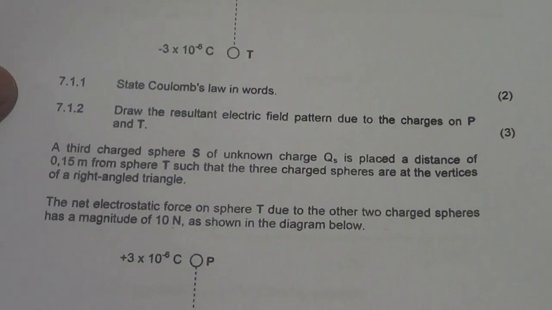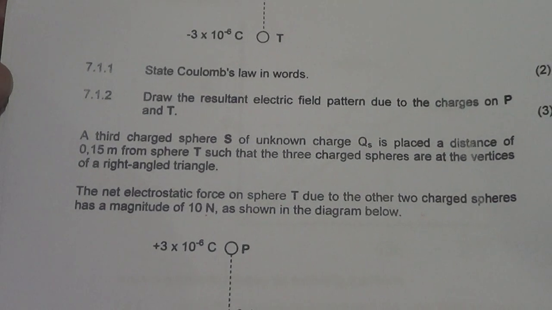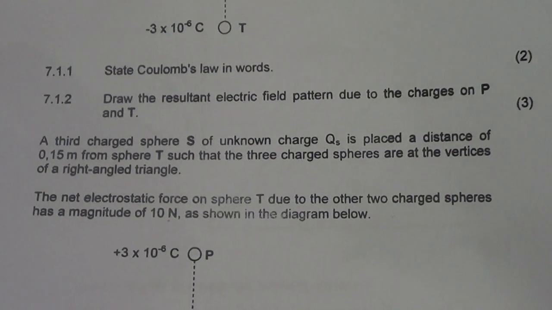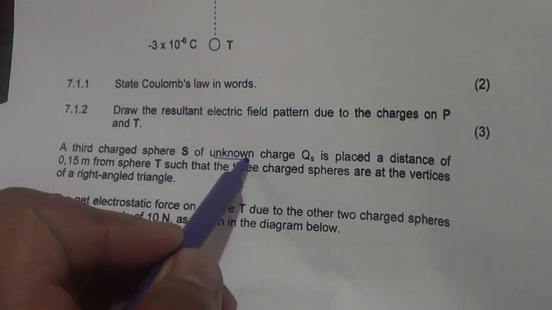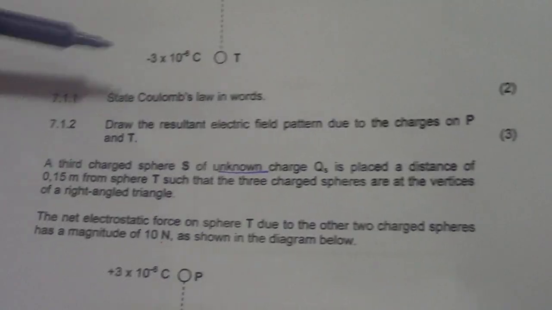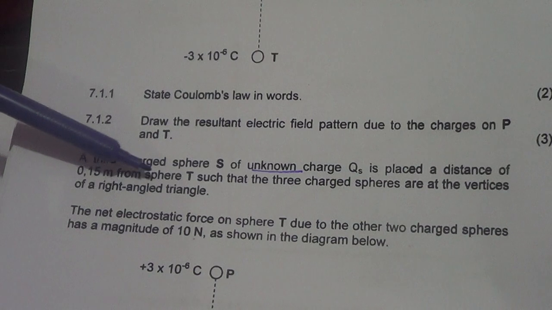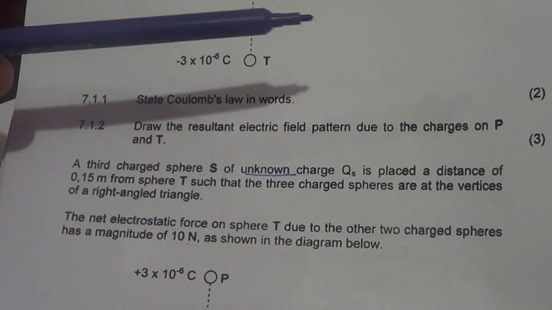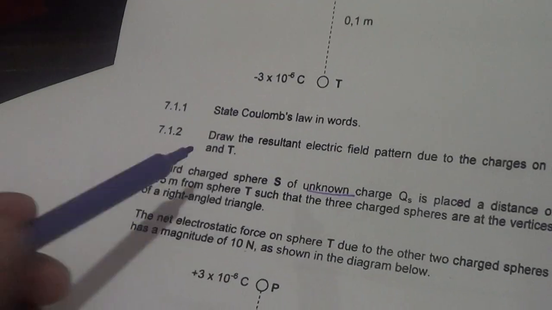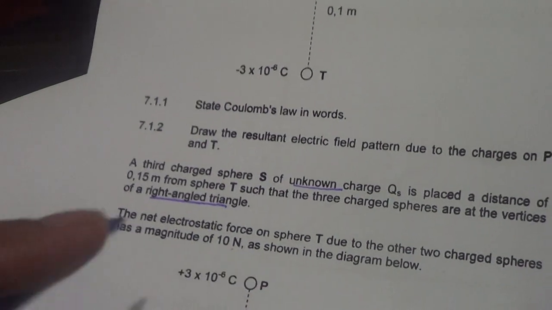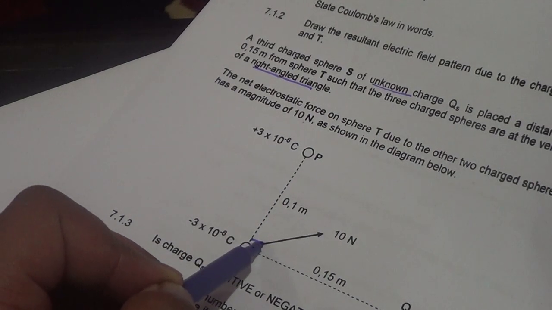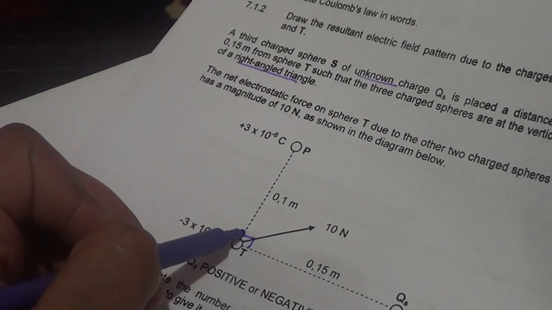Let's see, what is the next one? It says a third charged sphere S of unknown charge, QS, is placed a distance of 0.15 meters from sphere T, such that the three charges are at the vertices of a right angled triangle. They're giving you a clue that the angle between these two is 90 degrees.